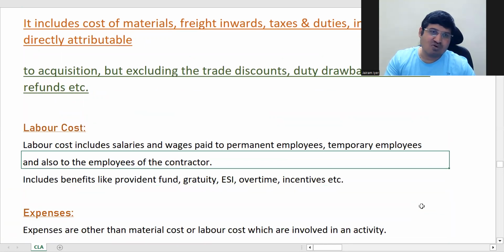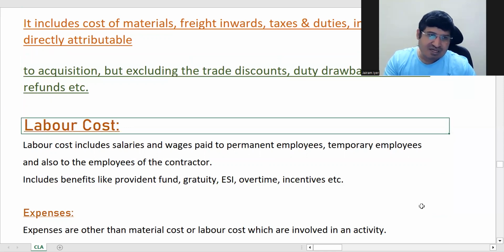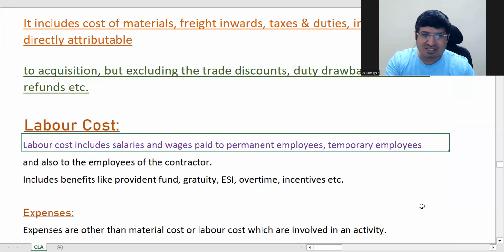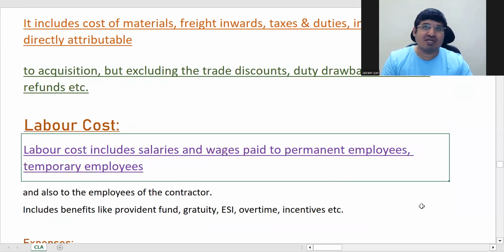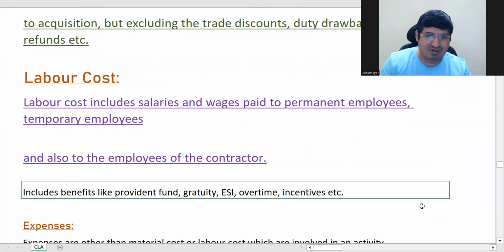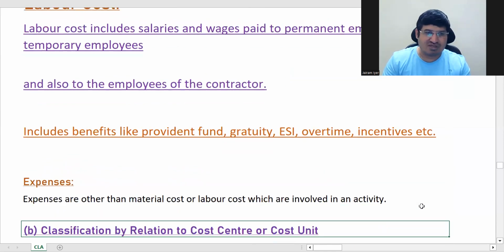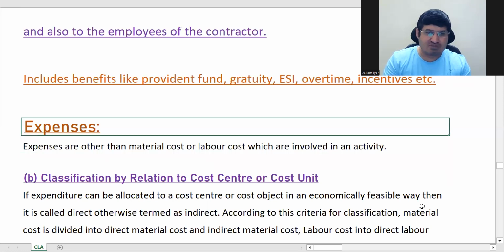When we say exclude, it means if it is there, if you have not included it, just deduct it. Deduct all items which are reducing your cost. Next is labor. Labor is salaries and wages, but the point to remember here is it can be for permanent, temporary or contract employees. Any benefits you are giving to employees like PF and gratuity will also be labor cost.